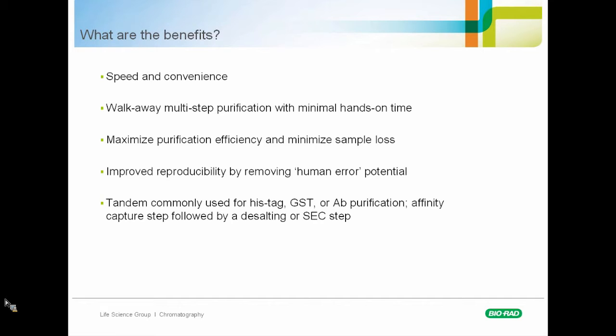Another advantage of this obviously is it maximizes the efficiency of the purification. Every time you run a sample over a column into a fraction collector, and you're running these on a gel and dialyzing, you're always losing some of your target protein at each of these steps. And so if you can remove these steps, then you can minimize the amount of sample loss that occurs.